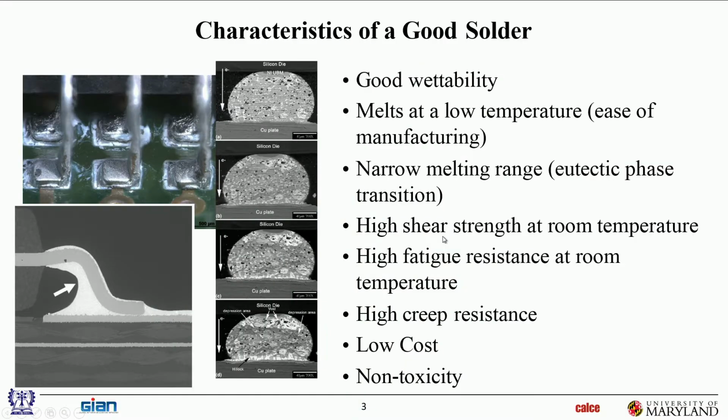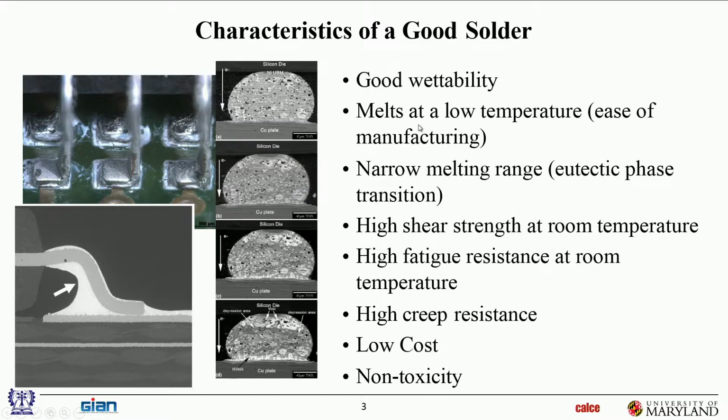And then all the life cycle properties. Once you form the joint, it has to be strong, it has to be fatigue resistant, it has to have good thermal properties to conduct heat, because some amount of heat, not a lot, but some amount of heat does go out through the leads and solder joints. Creep resistance, okay, so let's talk about it.